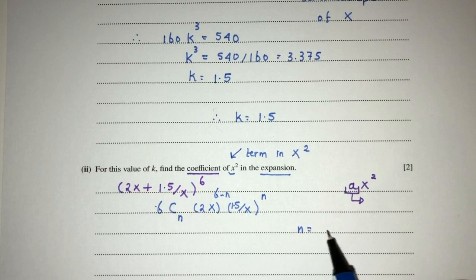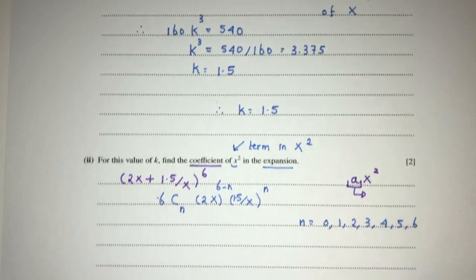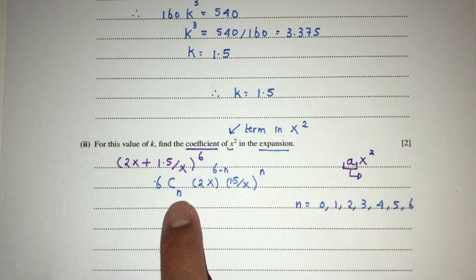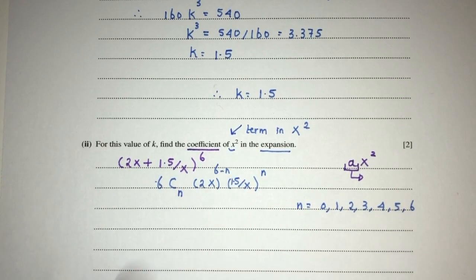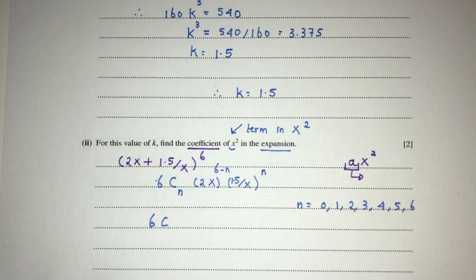Now n can be the value of 0, 1, 2, 3, 4, 5, and 6 because of the power of 6. Now, which number can we put here so that we have a term in x squared? By trial and error, we can check which one is the good choice. I can safely see that if I put n equal to 2, we will have the answer. Usually I try, but I think I've done this kind of question many times, that's why I can just observe directly.